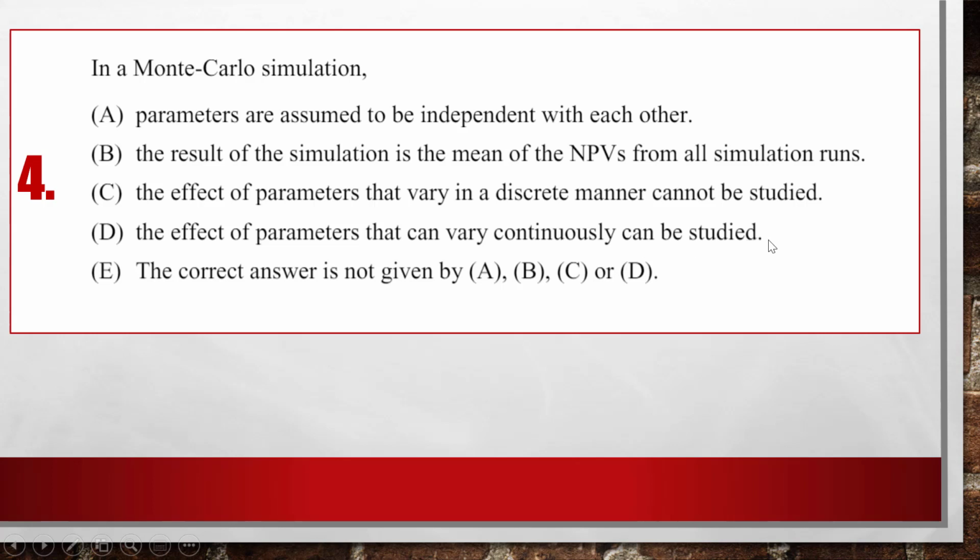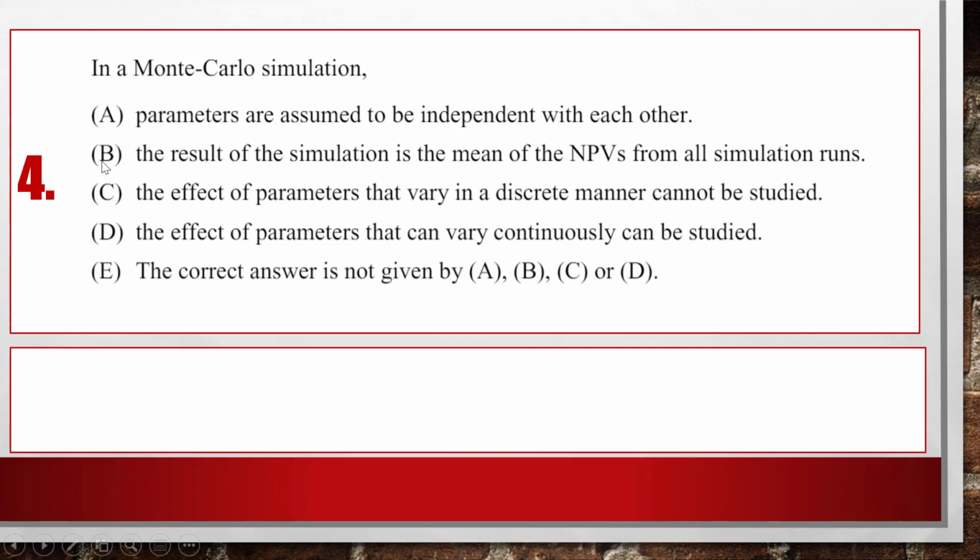This is not correct because we usually use Monte Carlo simulation for discrete. Number E, the correct answer is not given on A, B, C, D, or D. Here the answer should be A and B. A and B are correct, C and D are incorrect. So E is absolutely correct.